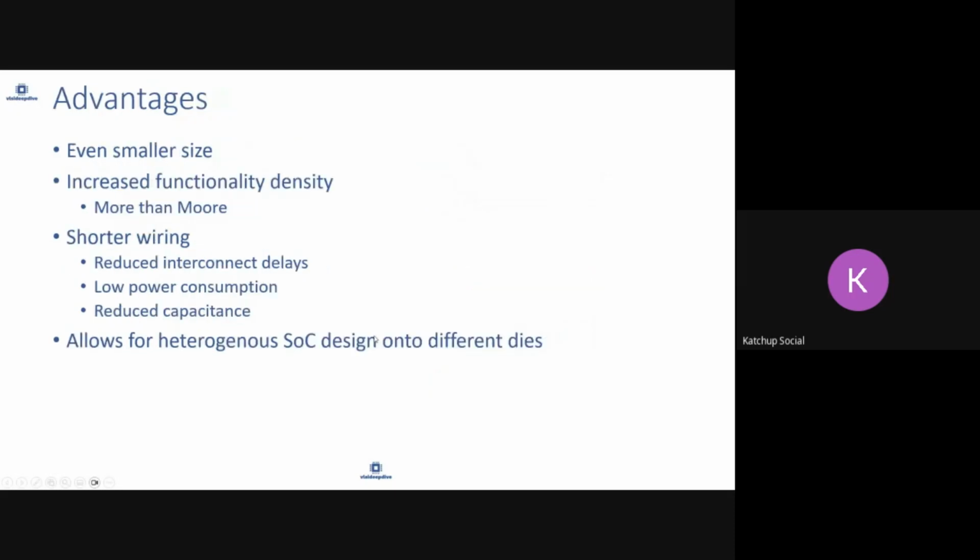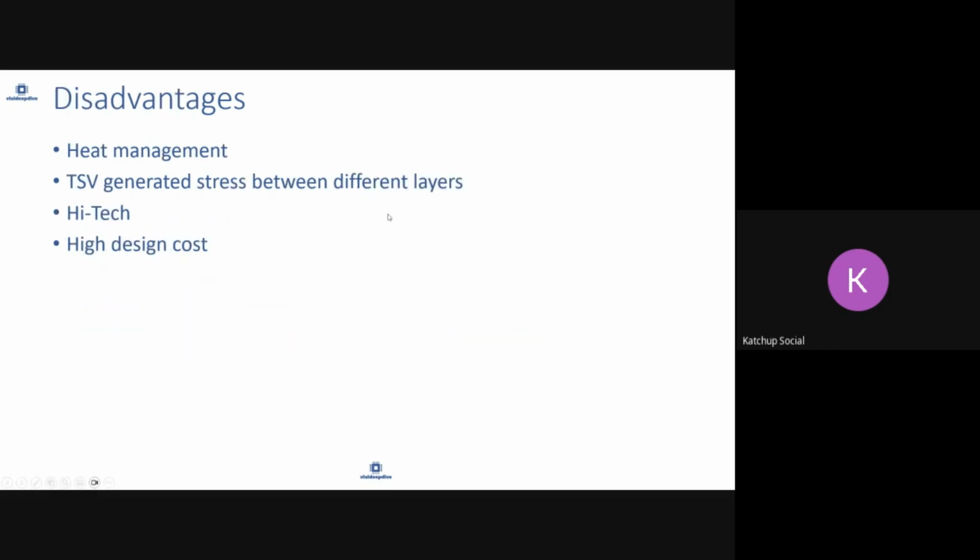The advantage, compared to 2.5D, is even smaller sizes because you are now doing 3D, so it's increased functional density. You can think of shorter wiring when the dies are stacked on top of one another, reduced interconnect delays, lower power consumption, reduced capacitance, and it also allows for heterogeneous SoC design onto different dies.